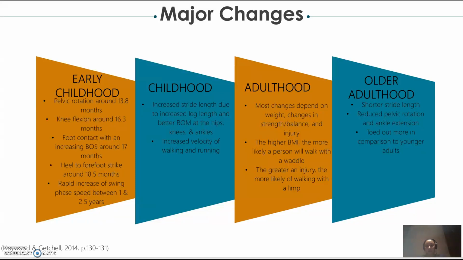And as the person gets older, the stride length shortens and there's reduced pelvic rotation and ankle extension. And it's more likely that they will toe out in comparison to younger adults.